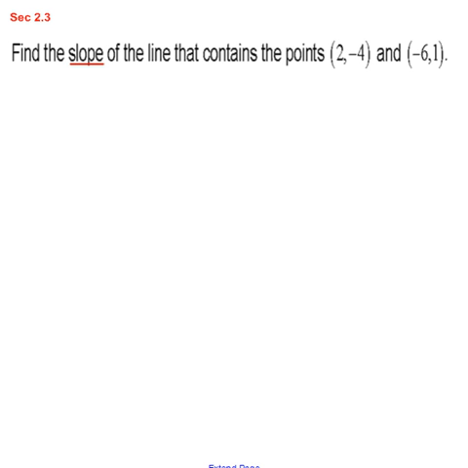Section 2.3 is about using 2 points to find the slope and then eventually the equation of a line.